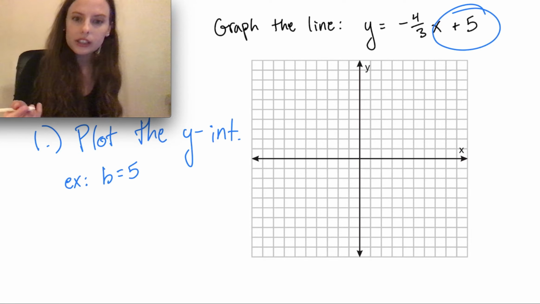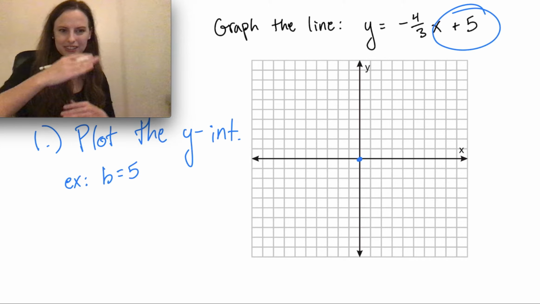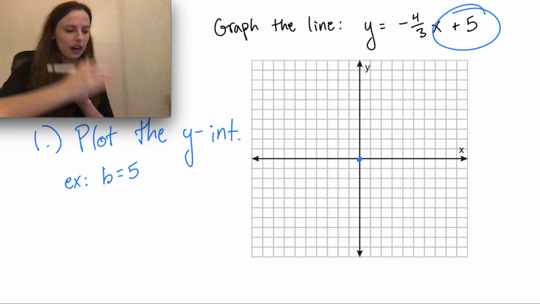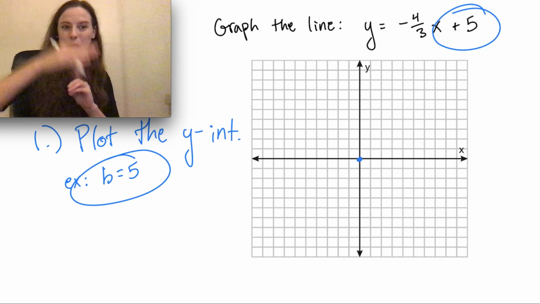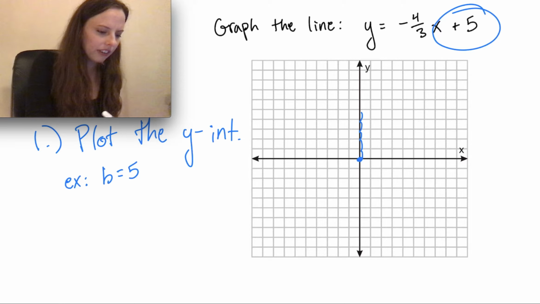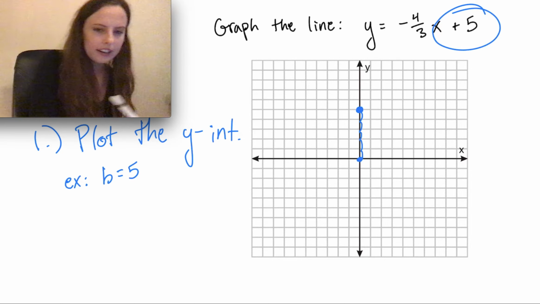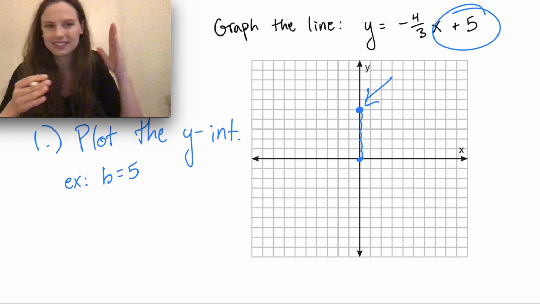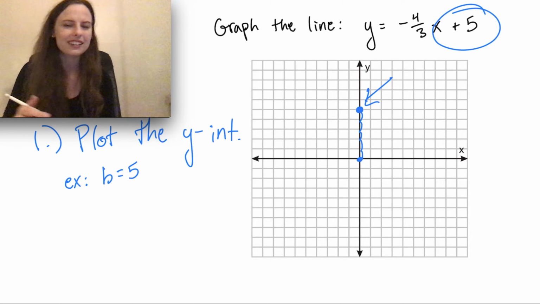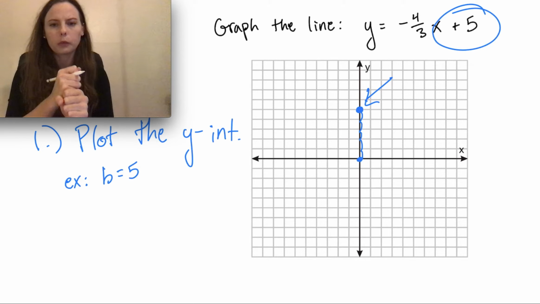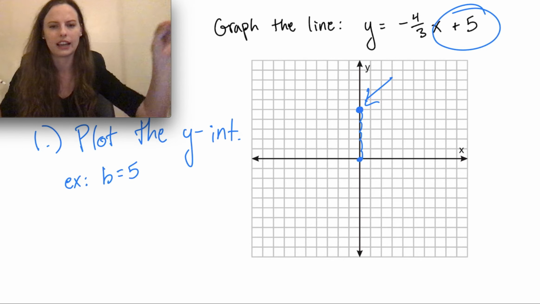So what we're going to do is, like we said, the y-intercept tells us how far above or below the center of the graph we are. Because it's positive, that means we're going to go up. So we're going to start at the center and go straight up 5 units: 1, 2, 3, 4, 5. And we're going to make a point there. Now, we know that that point is on the line because the line crosses over the y-axis at that point. So that's going to be our anchor for where all of the other points on the line come from.